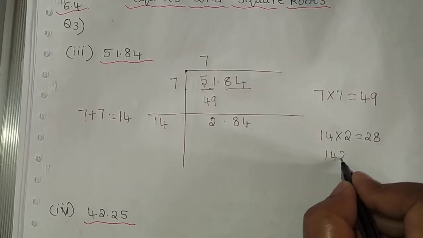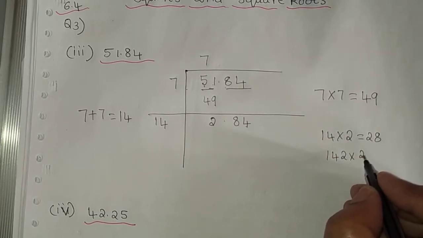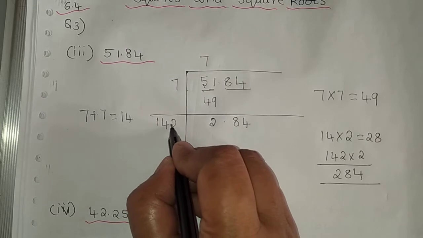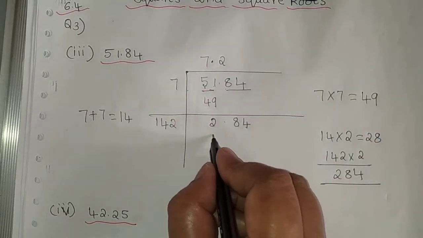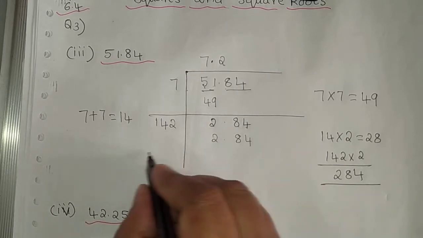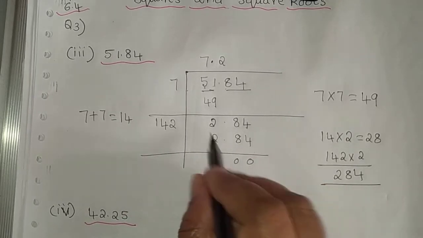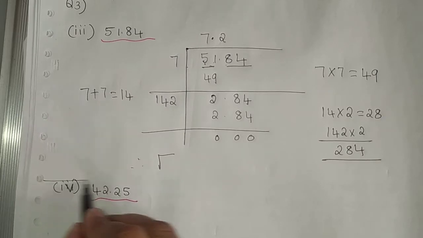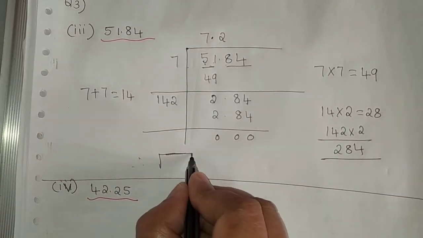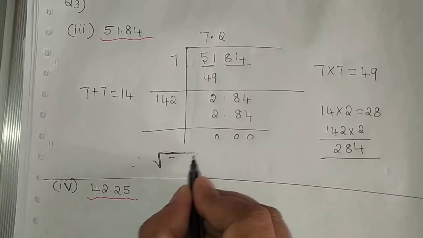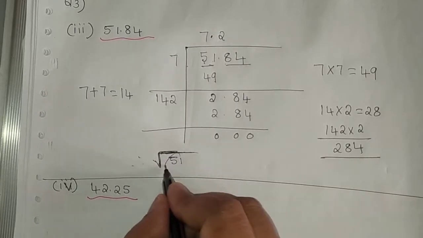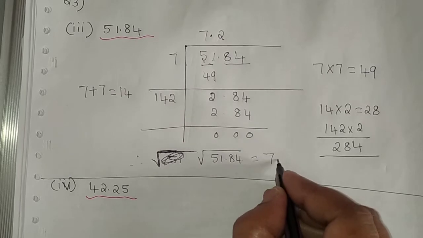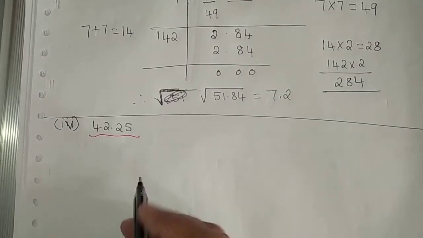Therefore 142 into 2 will become 284. So we'll write how much here? 142, put a point and 2. Therefore 2.84. So now minus this, we'll get 0. Therefore answer is 7.2. Therefore square root of 51.84 equal to 7.2. This is the answer for the third one.